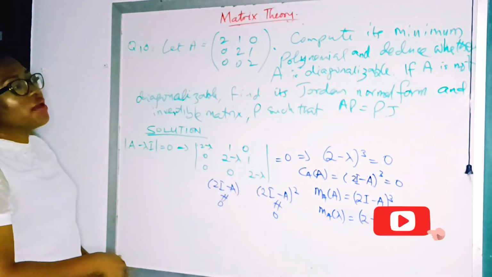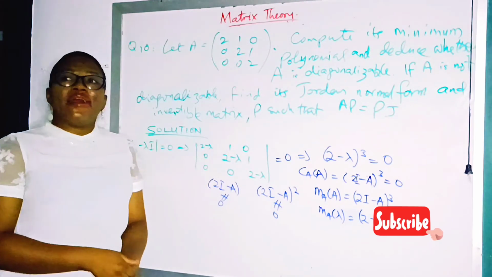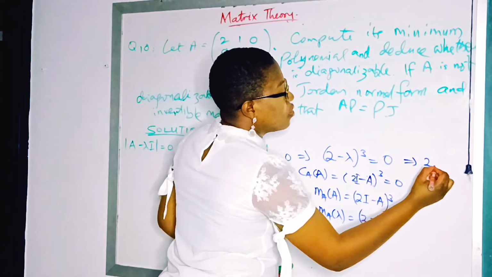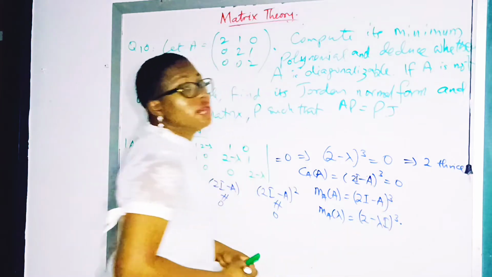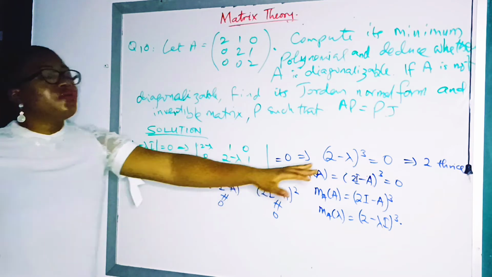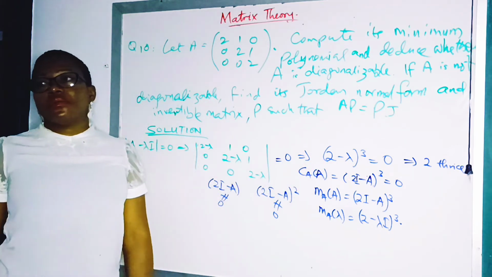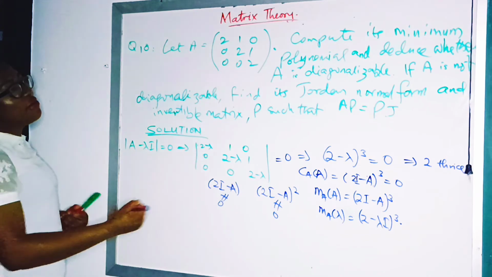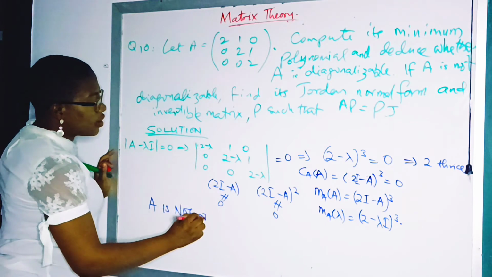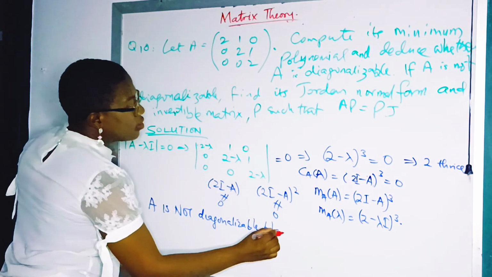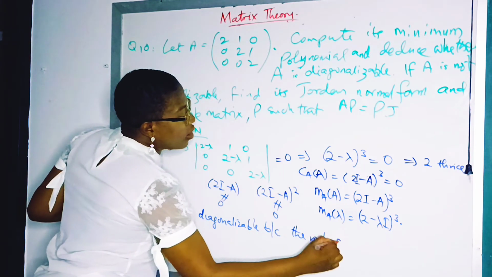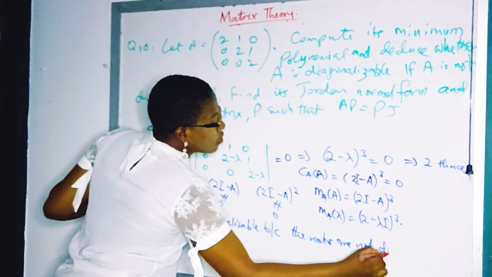We now want to deduce whether it's diagonalizable. If you observe, the root of this equation is 2, three times. Since the root is not distinct, there is a theorem that says that if the roots are not distinct, then it's not diagonalizable. So we say that A is not diagonalizable because the roots are not distinct.